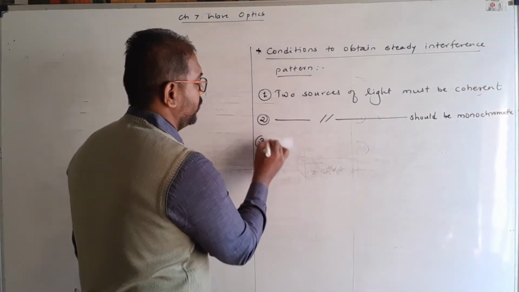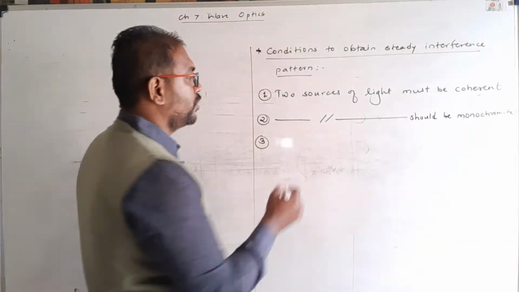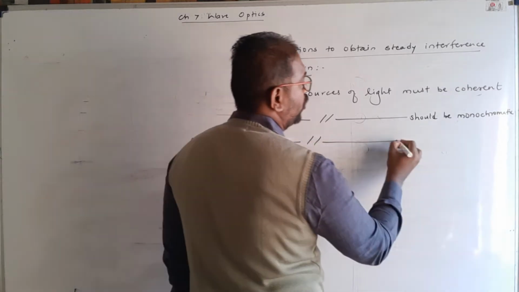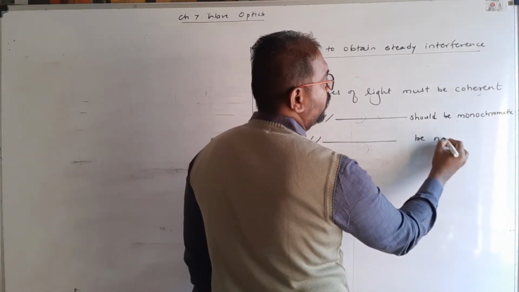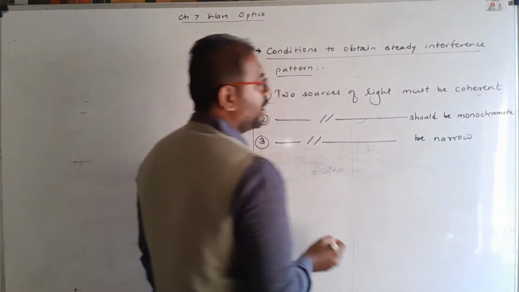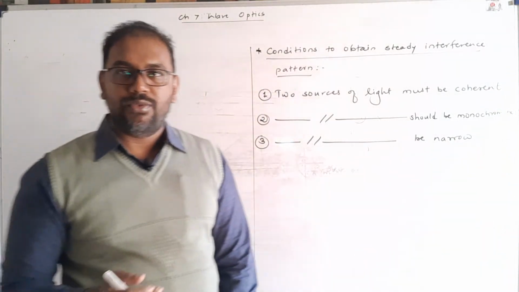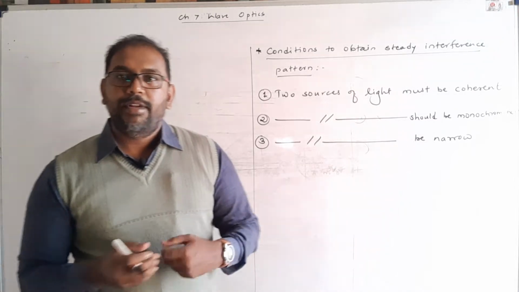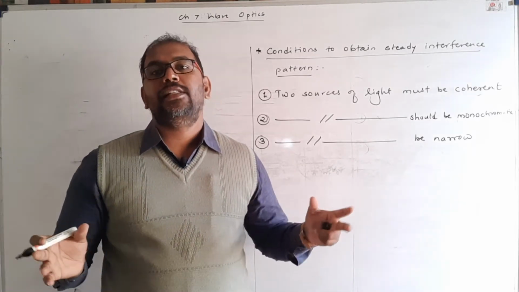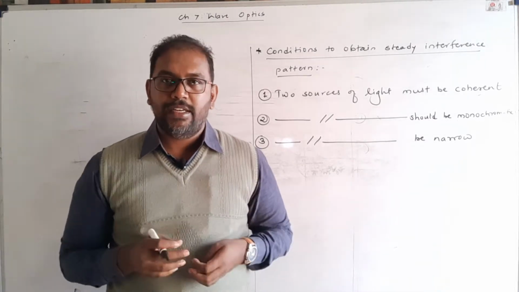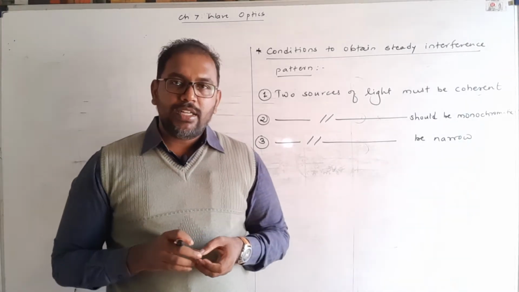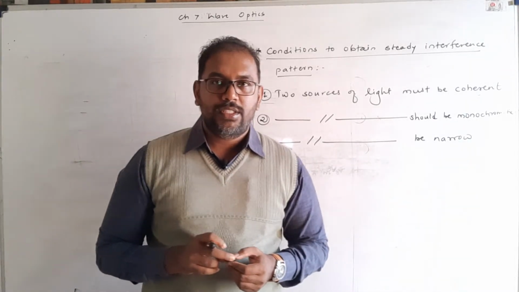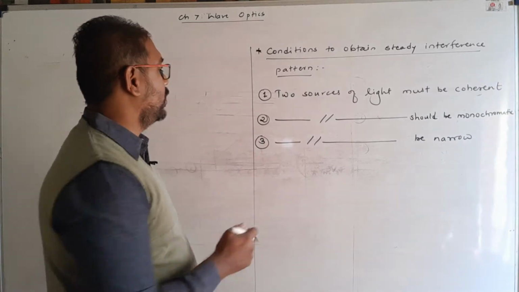Third one, two sources of light should be narrow. Generally, we are using a slit type of source. We already learned Young's double slit experiment. In that, light is illuminated from two slits and then this light interferes with each other and we get the interference pattern. So here the slit must be narrow. So this is the third condition.